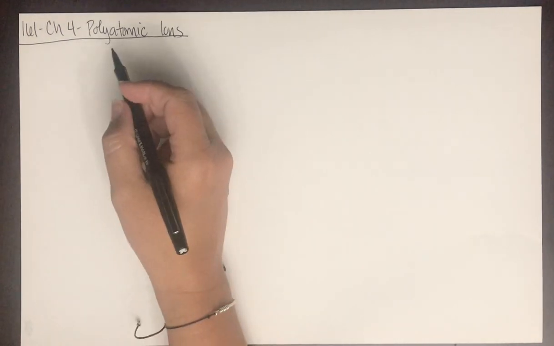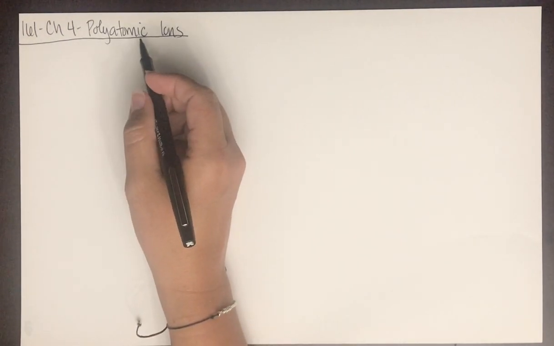Okay, so let's talk about something called polyatomic ions. A polyatomic ion is exactly what the name says. Poly means more than one, atom, and it's an ion. So it's an ion that's made up of more than one atom. There are many polyatomic ions.